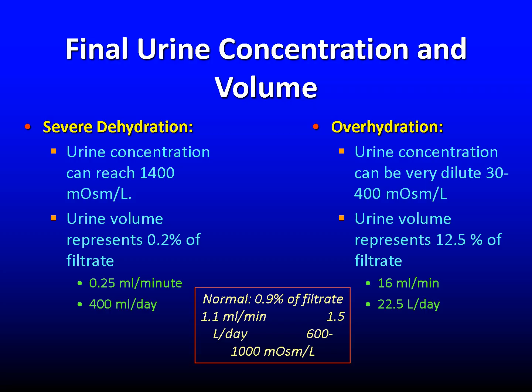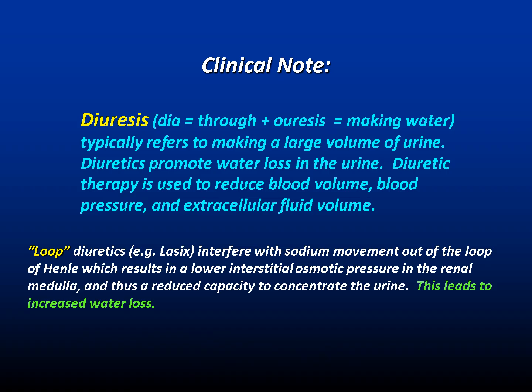Under circumstances of severe dehydration, the urine concentration can reach 1400 mosm/L, and the urine volume represents only 0.2% of the filtrate, and about 1/4 of a milliliter of filtrate produced per minute, or only 400 milliliters in a day. Under the circumstances of overhydration, the osmolarity of the urine can range between 400 mosm/L to as little as 30 mosm/L. The urine volume represents 12.5% of the filtrate, and is produced at a rate of 16 milliliters/minute, or an incredible 22.5 liters/day.